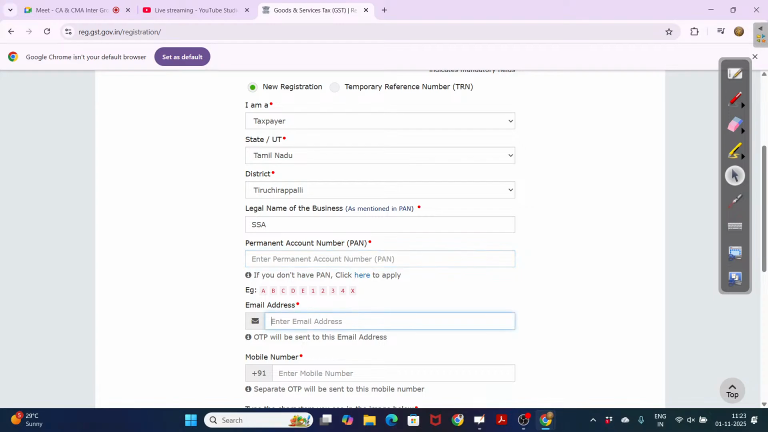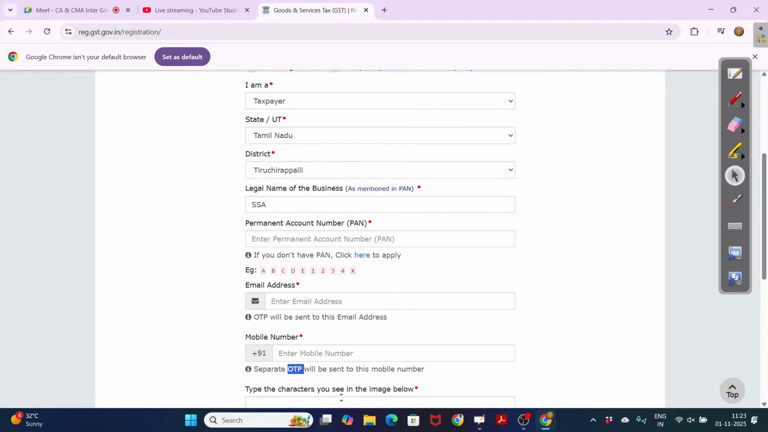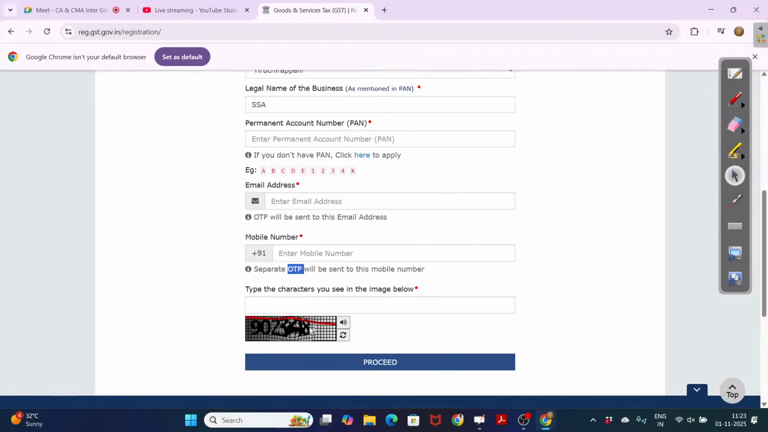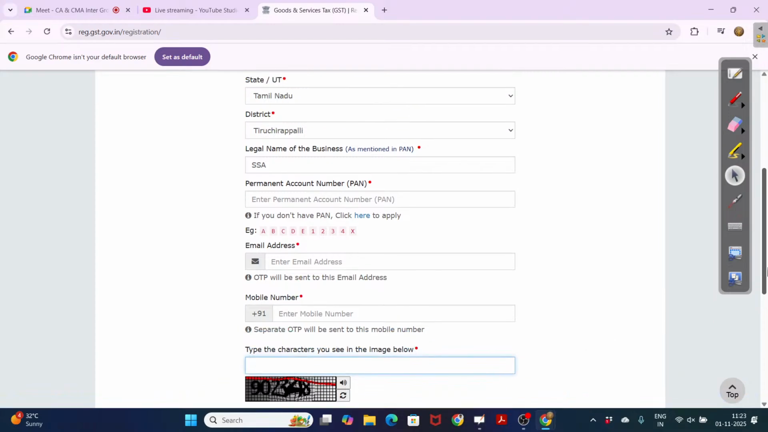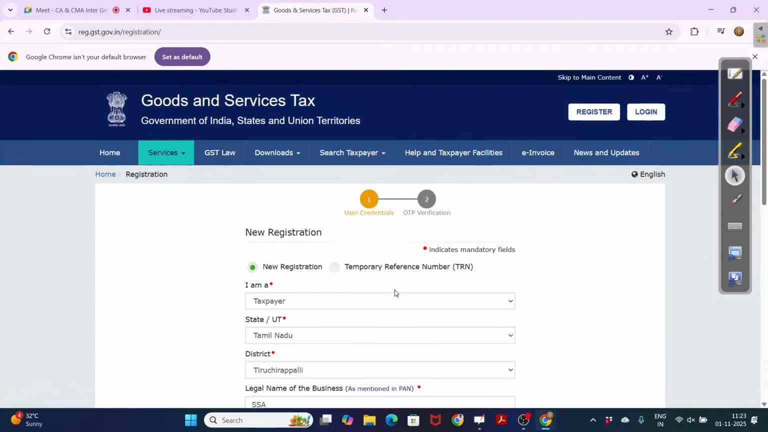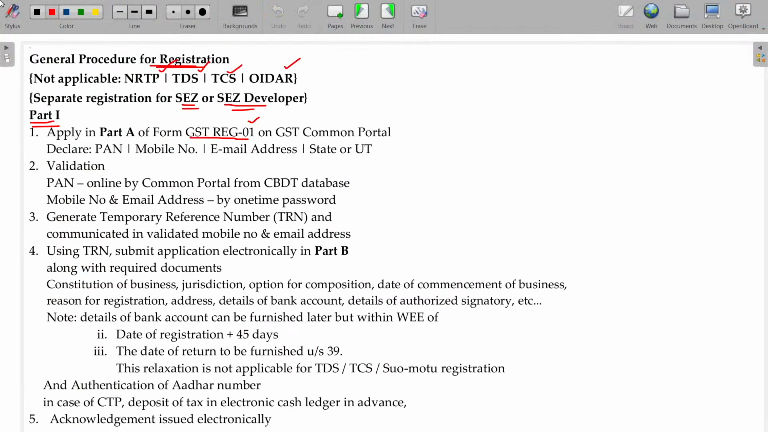In case of email, an OTP will come to the email address. You have to confirm that. This is how you authorize that your email is correct. For the mobile number, a separate OTP is generated. And type the characters and proceed. This is called part 1. Once you complete this procedure, you will get the temporary reference number. Then with that temporary reference number, you can go further. Is that clear?